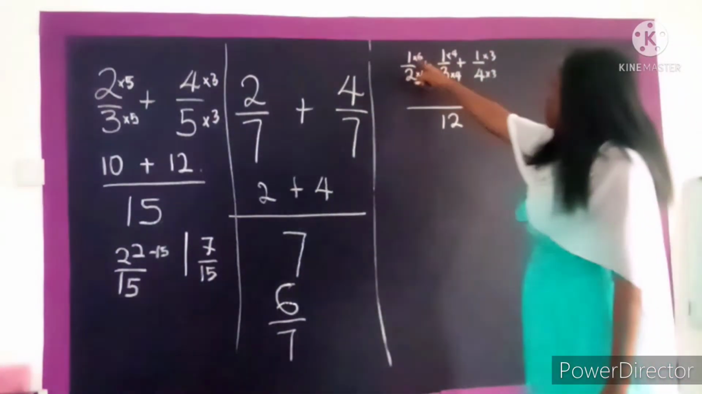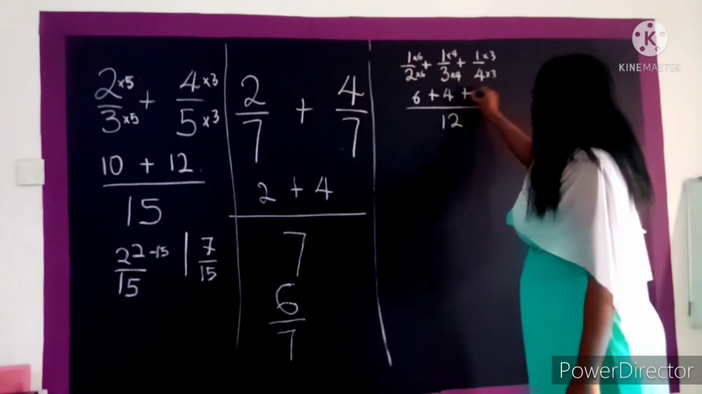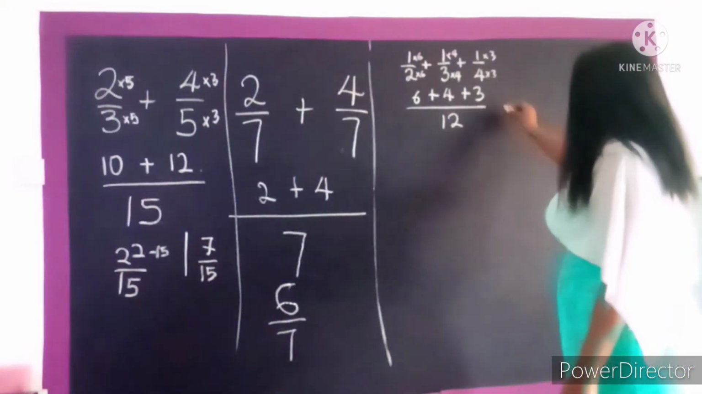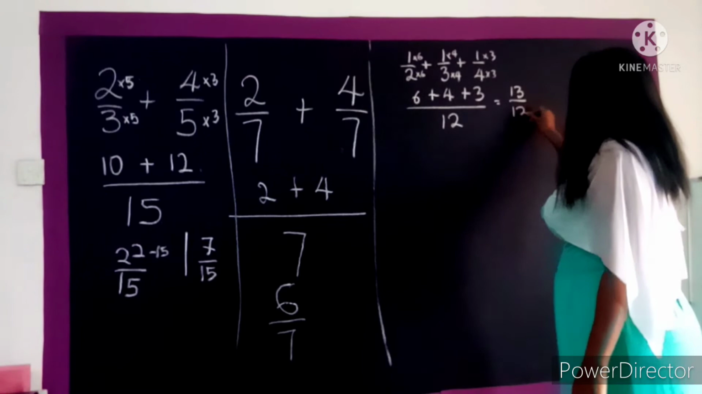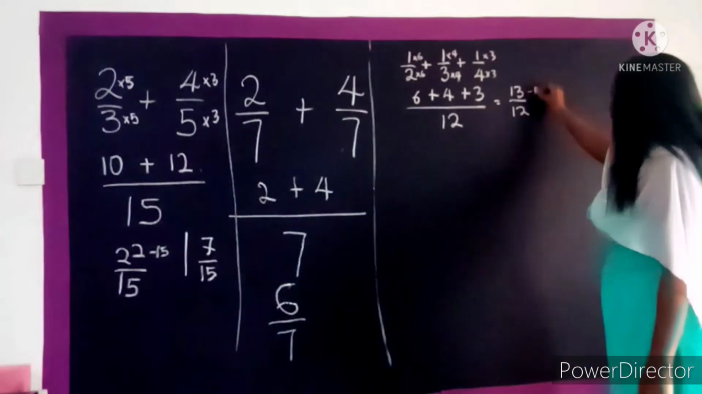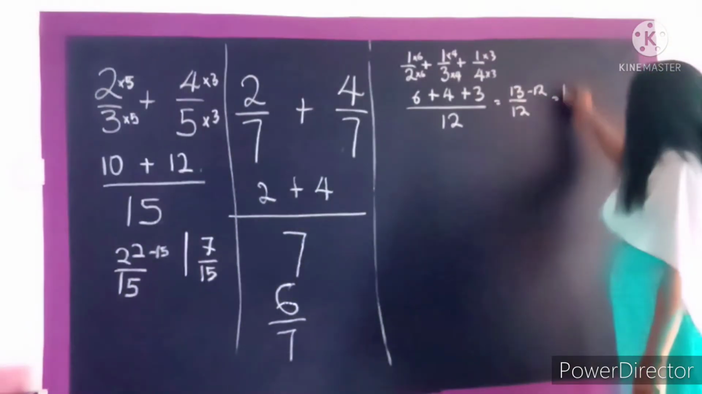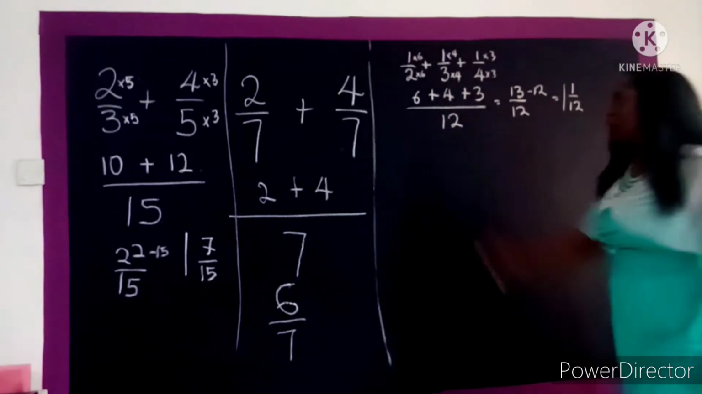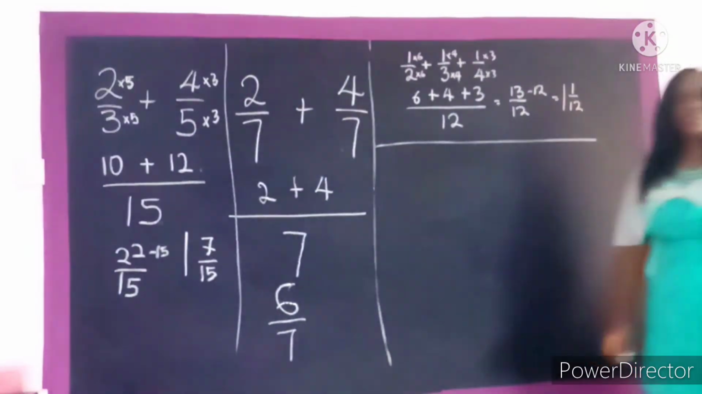So we'll say 6 plus 4 plus 3. Alright? So that will give us 13 over 12. 13 over 12. So remember, to convert this to a proper fraction, it will be 1 and 1 over 12. Okay? So solve that for addition of fractions.